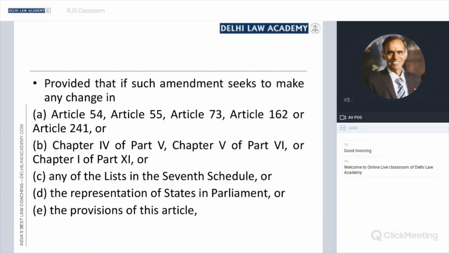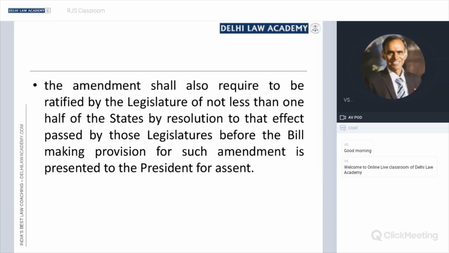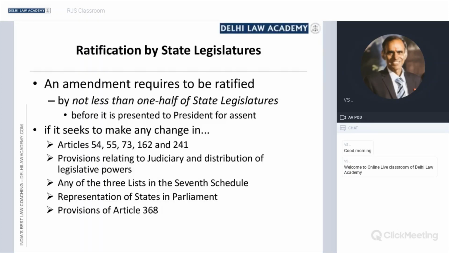These are the bare provisions as they appear in the Constitution, these two slides. However, I intend to go straight to the simplified version as we present it before you. We say the caption of this slide is ratification by state legislatures. This is the special procedure to be employed in respect of certain provisions of the Constitution. Let's see what it says.